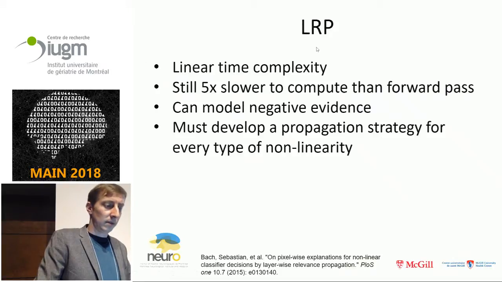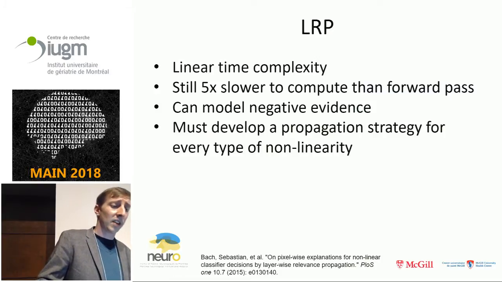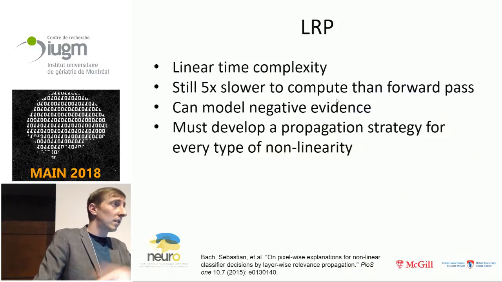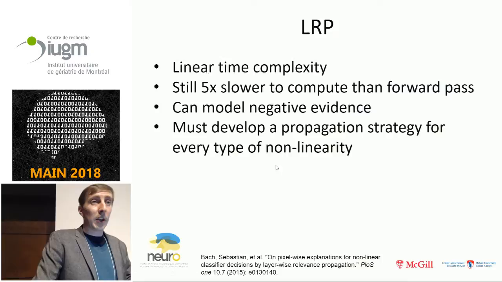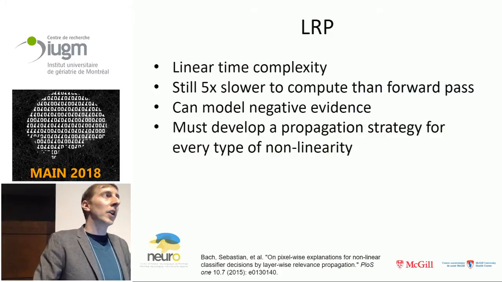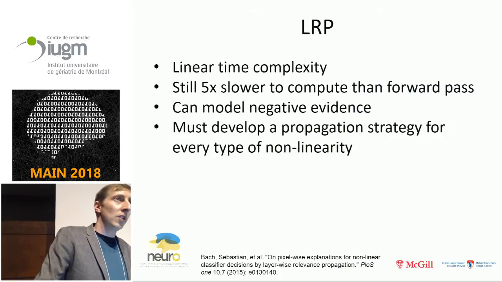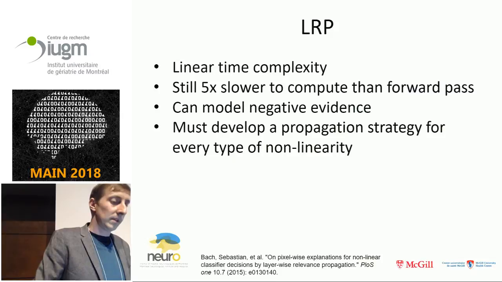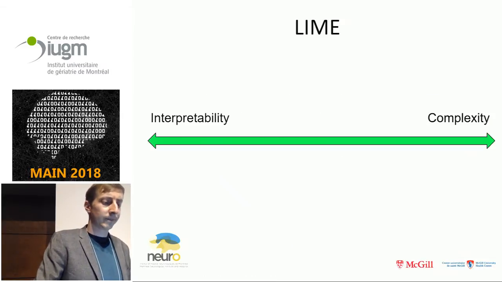And it has some major advantages. It's linear time complexity. You don't have to optimize anything. It's still 5 times slower to compute than a regular prediction. It can model negative evidence, but you have to handcraft a relevance propagation strategy. For every fancy new nonlinearity that comes out, every new learned pooling strategy, you now have to decompose it linearly into relevance rules.